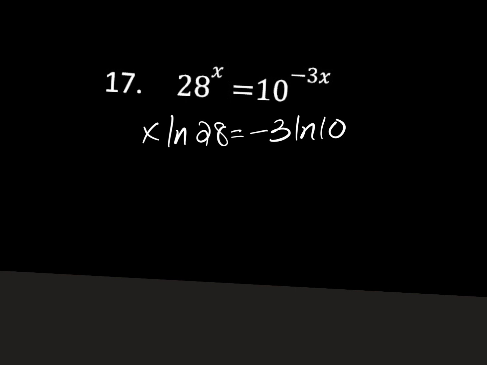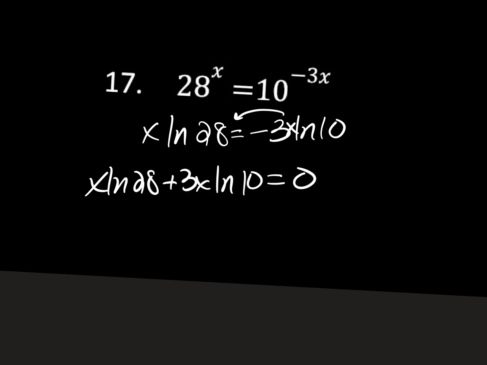To get the x by itself here, I forgot the x over there. That's an x right there. I can't get the x by itself. So what I'm going to do is put the x's together. So I'm going to say x natural log 28 plus 3x natural log 10. You know what? I should have used log because that's 10, but that's okay. That would have been a lot smarter on my part.